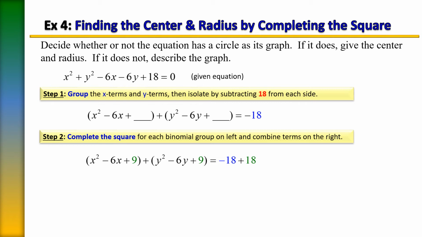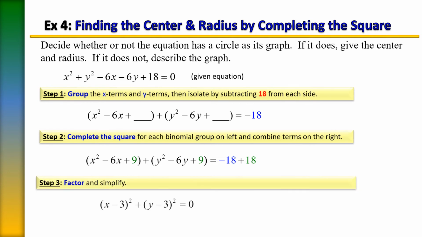So we can go ahead and factor our trinomials. It's going to factor into x minus 3 squared plus y minus 3 squared equals, and on the other side, since you have opposite numbers, they cancel each other out to 0. We have 0 on the right side. So recall that rule of what happens when the constant or that value on that side is a 0. It tells you whether that is a circle, a point, or whether it's non-existent.